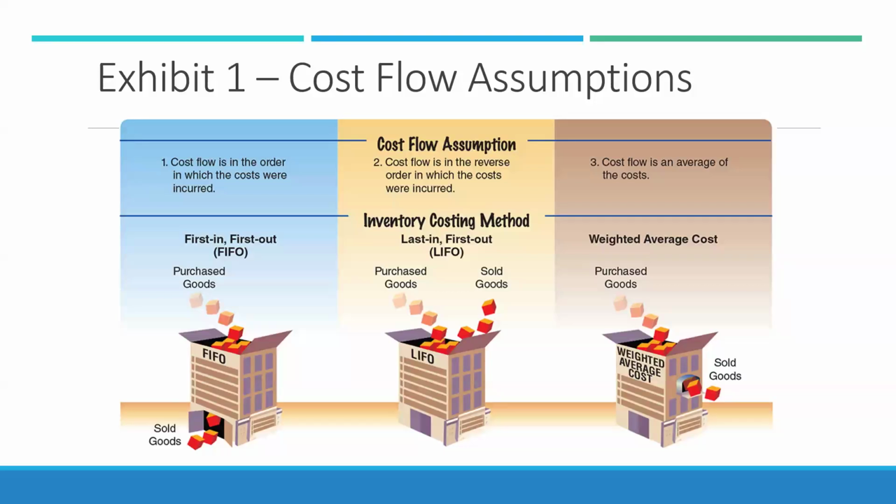First in, first out means that the goods that were purchased first are what goes into cost of goods sold. Last in, first out means that the most recent shoes purchased are what makes it into cost of goods sold. And then weighted average cost means every time there's a purchase, the average cost of the inventory is computed. And then every single time there's a sale, that average over everything is what's used to determine the cost of the inventory.